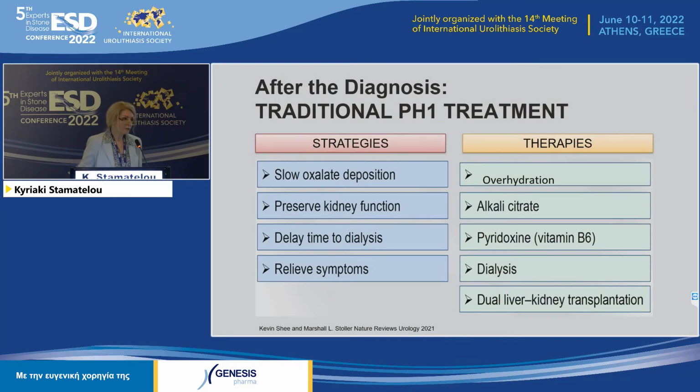What should we do after we confirm the diagnosis? At least this is what we would call the traditional treatment. We would treat it as we do every other type of stone, with the addition of pyridoxine, vitamin B6. All the rest is exactly the same as what we do for CKD patients and for all stone patients. Just try to delay the time to dialysis, try to relieve the patient from his symptoms, and try to delay the time for the dual liver and kidney transplantation.